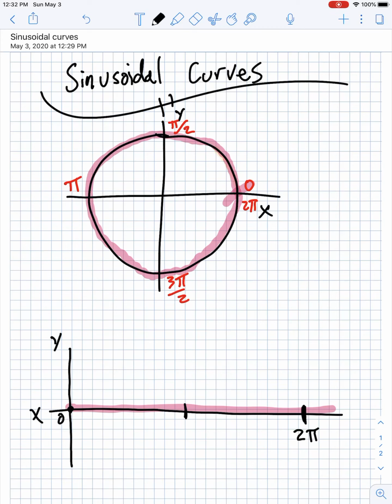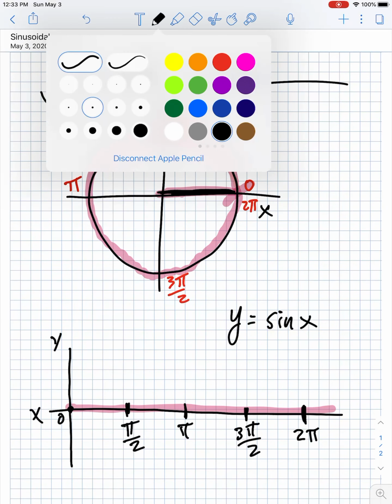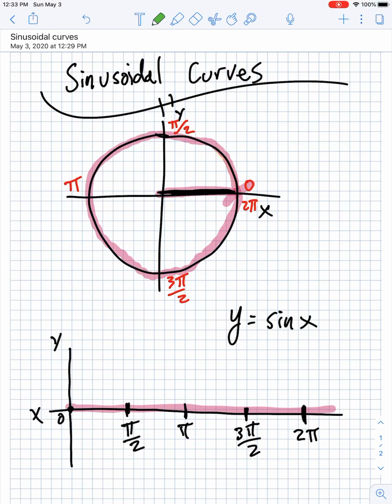Halfway in between there is pi. Halfway in between there is pi over 2. And halfway in between these two is 3 pi over 2. So we just took the outside of the circle and unrolled it. Now we're going to do y is equal to sine of x. The sines are all about the heights of the triangles in the circle. If you have a triangle right here, that's a very skinny triangle lying down that has 0 height. So the sine of 0 is 0.